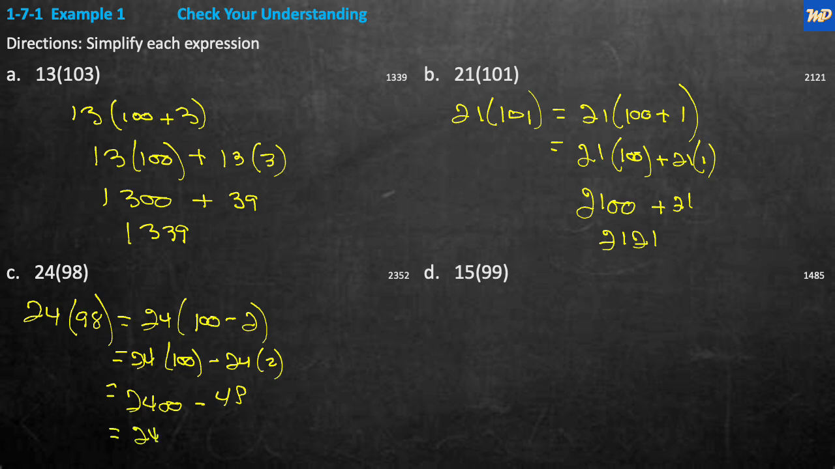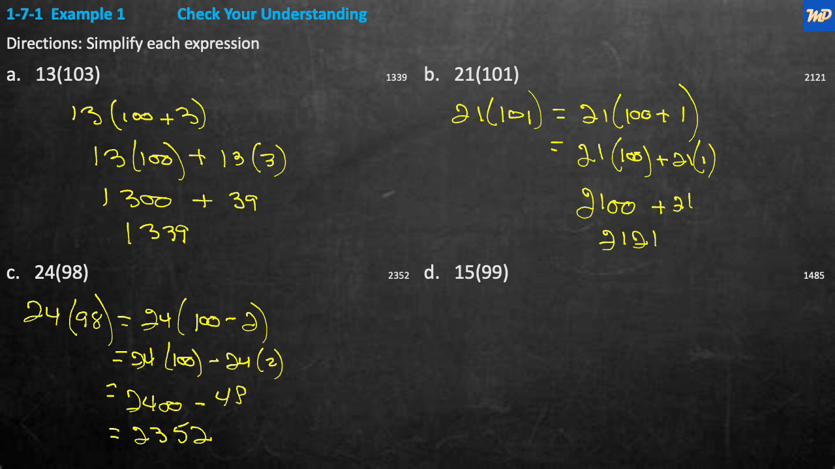Oh, excuse me, I got ahead of myself. Let me clear that out. Sorry. 2400 minus 48 is 2352.